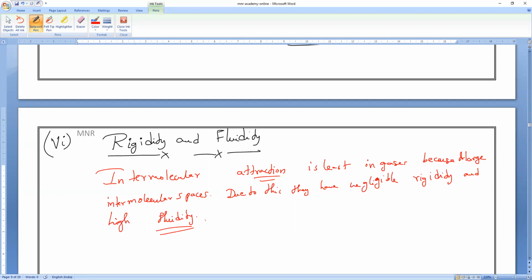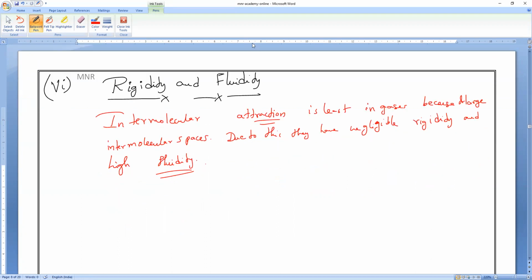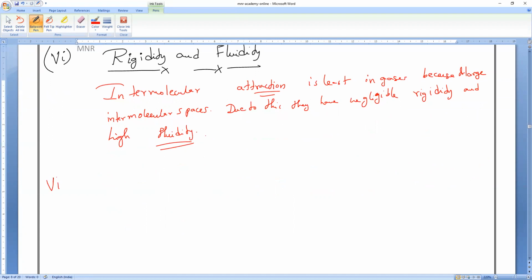Now, the last property. By this time, you might guess the last property. Diffusion. Very good. Now you tell me again, same reason: because of least force of attraction, maximum kinetic energy, high fluidity, can gases diffuse very fast or very slowly? Very fast. That is why, if a gas is leaking from our cylinder, even if you are inside the bedroom, you will smell it very fast. Is it right or wrong? Because of what reason? Because of the fast rate of diffusion.